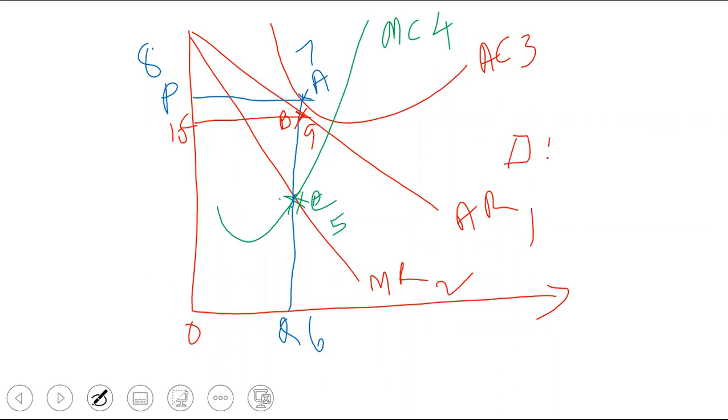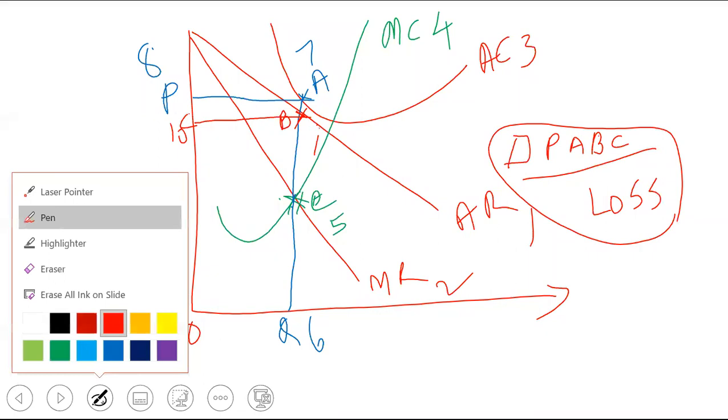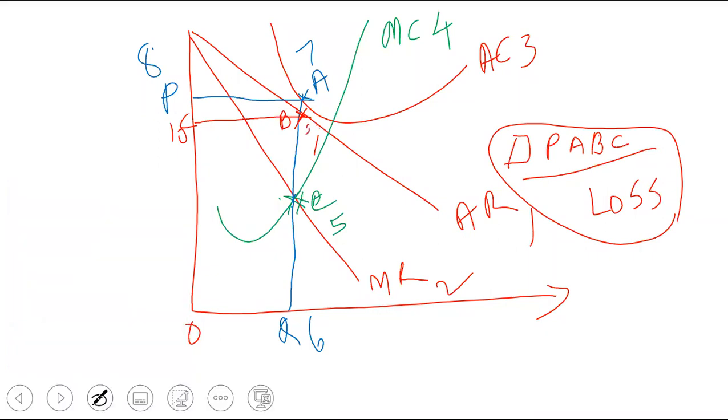Then in your diagram, look at the rectangle P A B C, that shows loss. Rectangle PABC, this is the 9th point. Don't think this is Q, this is 9. There are 10 points in the diagram.